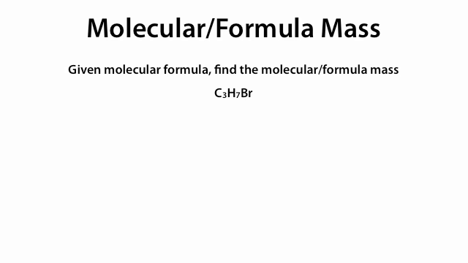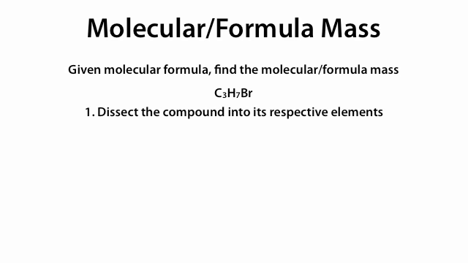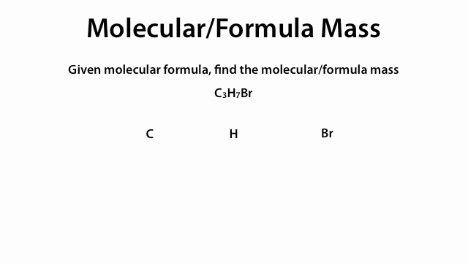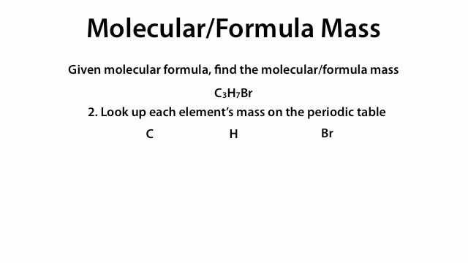If we were given C3H7Br, step 1, dissect the compound into its respective elements. In C3H7Br, we have C, H, and Br. That's step 1. Step 2, look up each element's mass on the periodic table. So if we pull out our periodic table and we look up C, we find that C has a mass of 12.011. For H, we find 1.008. And for Br, we find 79.904.